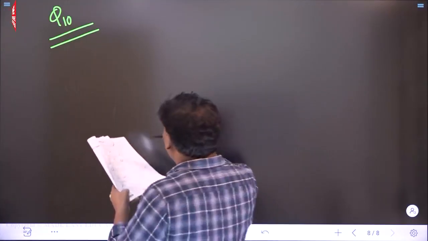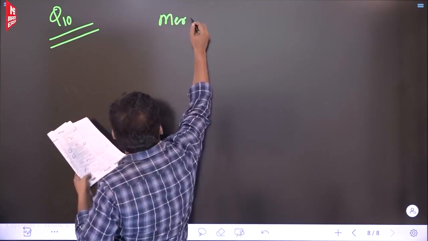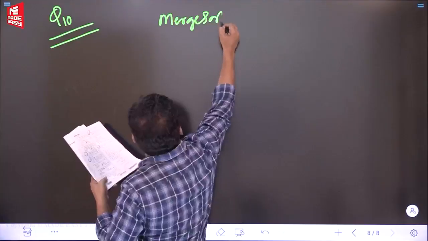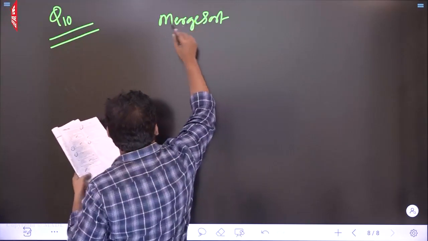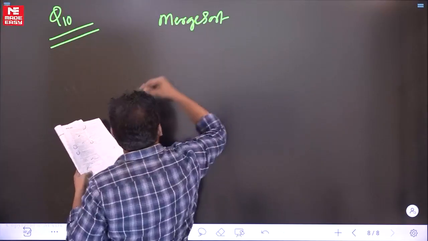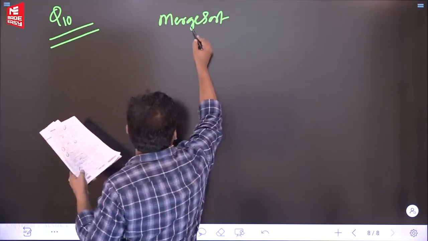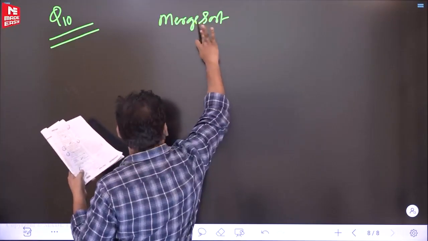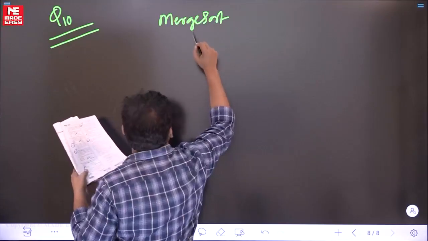Question number 10 belongs to which sorting algorithm? Merge sort. Carefully listen. It is very simple also. Before going to the original problem, whatever you know about merge sort, let me write.